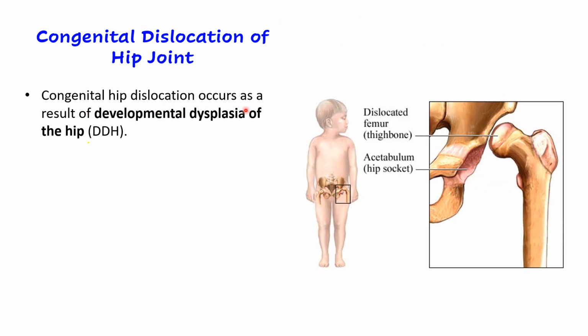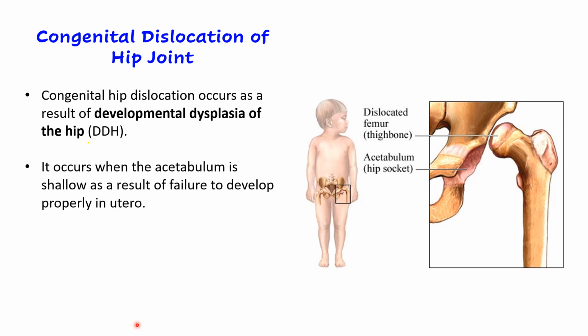Congenital hip dislocation, this occurs as a result of developmental dysplasia of the hip, right? The hip bone has not developed properly. So mainly here in this case, what will happen? The acetabulum is shallow, right? Because the hip bone has not developed properly. So this part also doesn't develop properly, and the acetabulum, that remains shallow. So that's why there is a dislocation of the hip joint here.